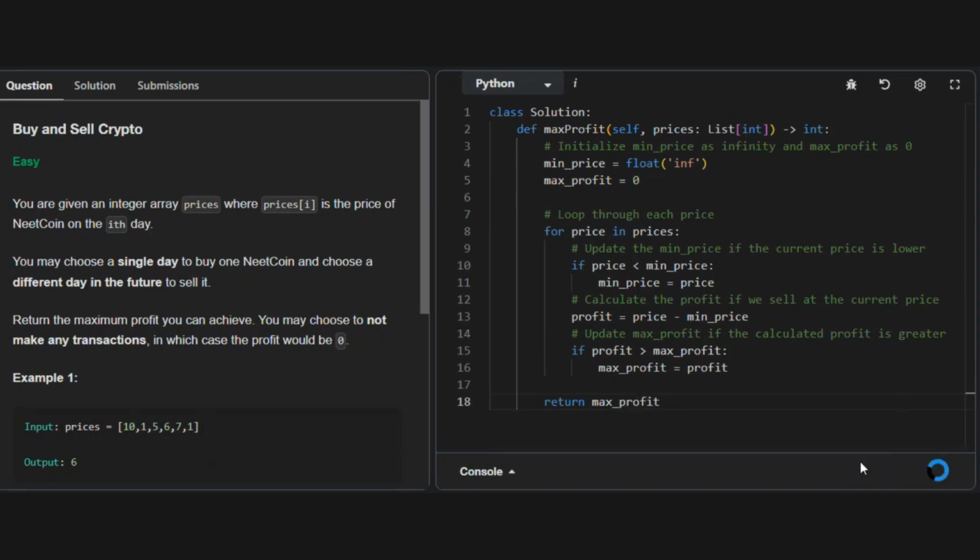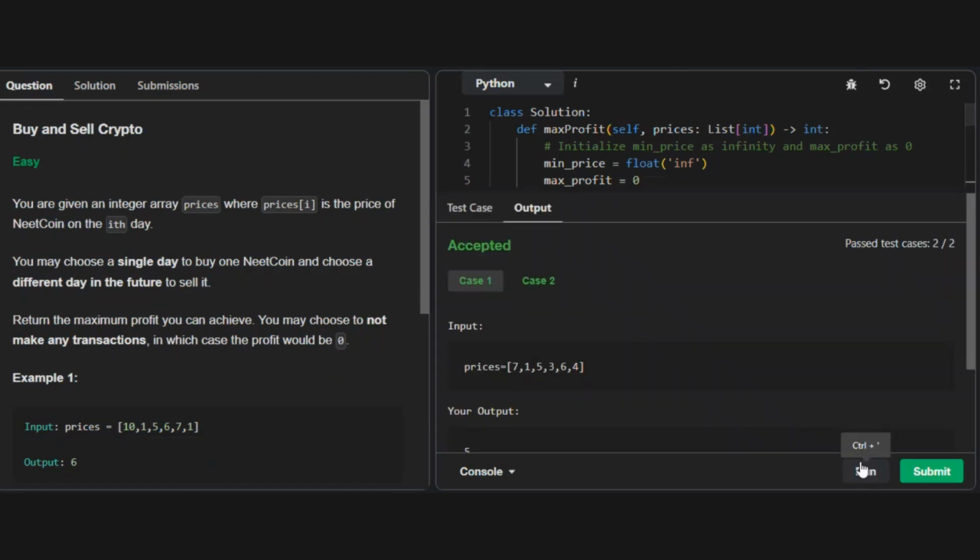Run this code. This should supposedly solve this problem in both cases correctly, and that is what happened. With that, we can wrap up the first sliding windows problem in the LeetCode 75 list.